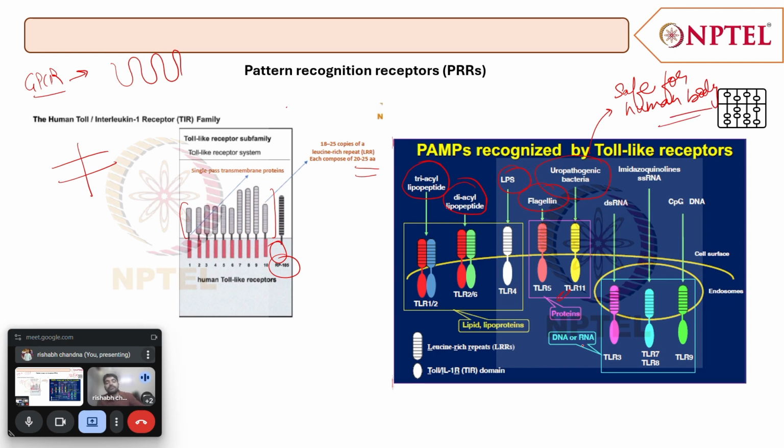Then we have TLR3. Now we have the other biomolecules, DNA and RNA. TLR3, 7, 8, and 9 are basically helpful in recognizing the nucleic acids. TLR3 recognizes double-stranded RNA, 7 and 8 recognize imidazoquinolines and single-stranded RNA, and TLR9 recognizes CpG-rich DNA. So these are the different TLRs that recognize different biomolecules.